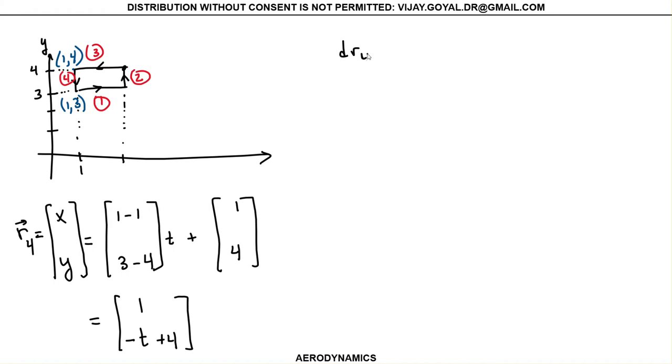So dr4 then will be the partial of r4 over dt.